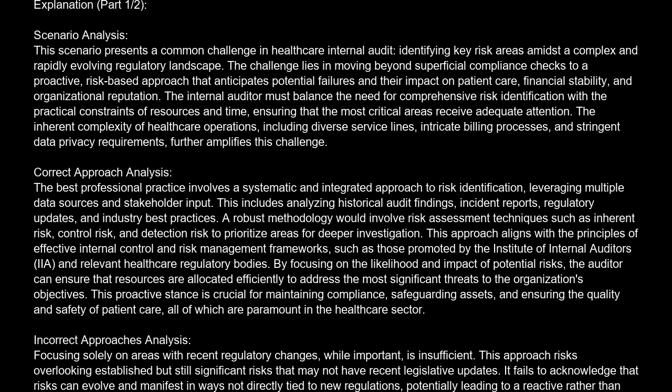It fails to acknowledge that risks can evolve and manifest in ways not directly tied to new regulations, potentially leading to a reactive rather than proactive audit strategy. This can result in a failure to identify and mitigate risks that, while not currently the subject of new legislation, could still lead to substantial financial penalties, reputational damage, or compromised patient safety.